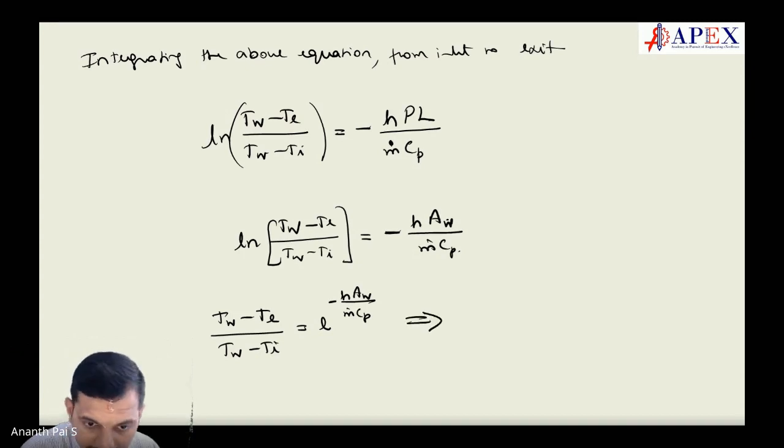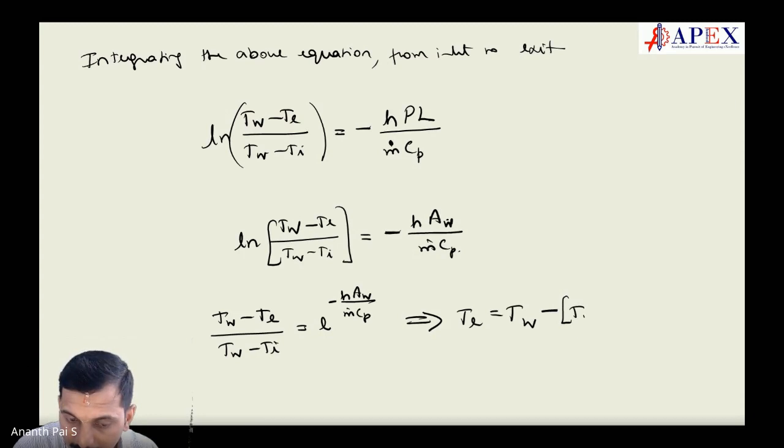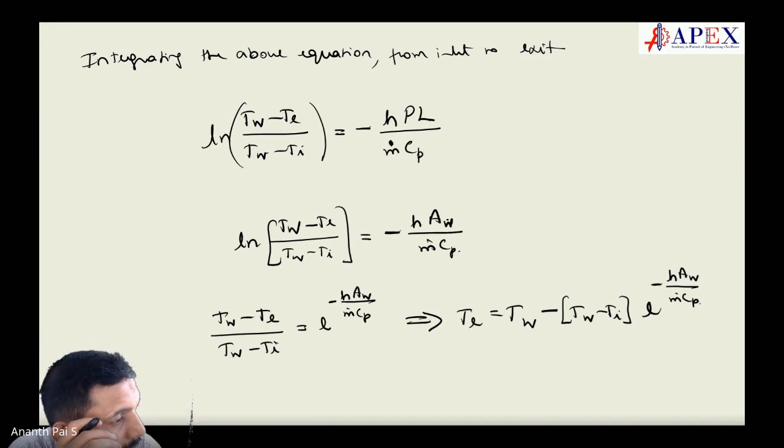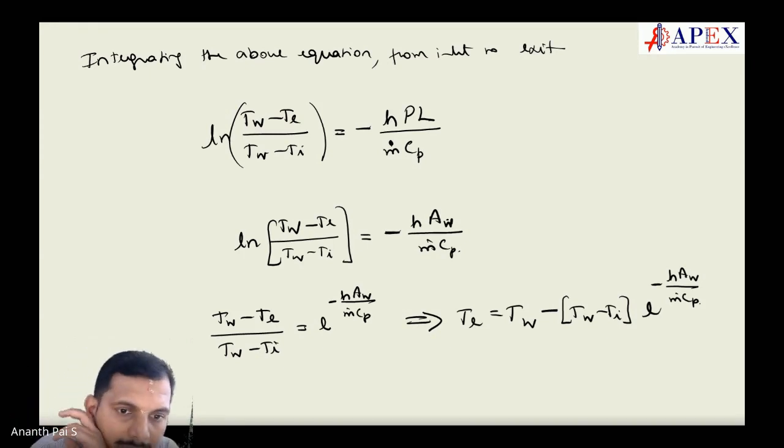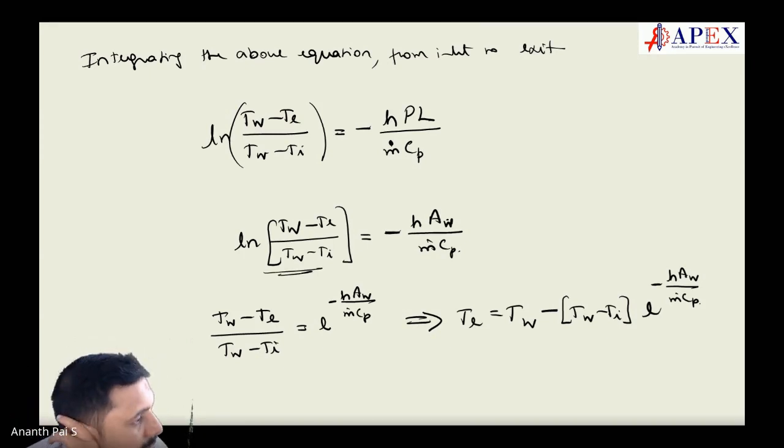This will lead again to T exit being equal to T wall minus T wall minus Ti into exponential of minus HAW divided by M dot Cp. So this is LMTD, okay? This is LMTD. This is temperature difference. Log mean temperature difference. Okay.